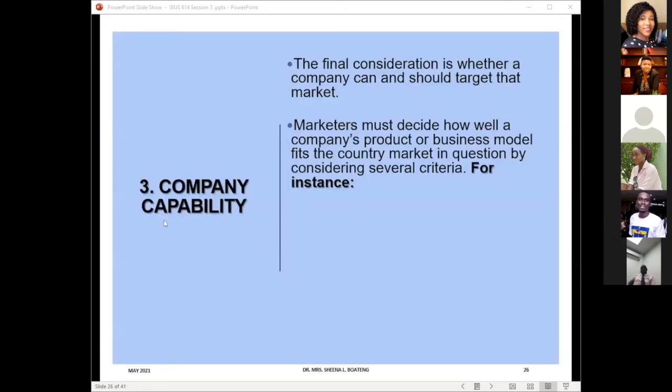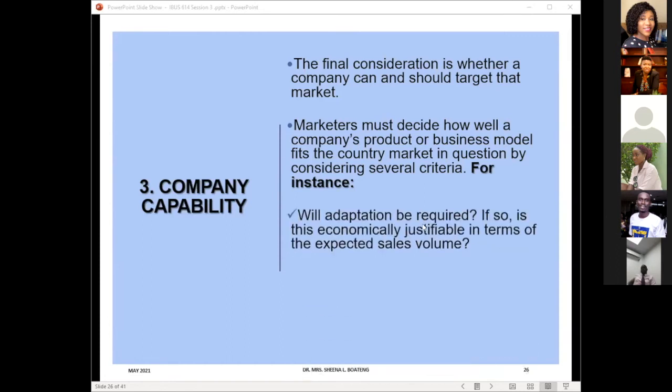Good. Now on the issue of company capability, as we discussed, we need to look at whether the company is capable of taking advantage of the opportunities in these segments they have identified. And here we are looking at questions like, will adaptation be required? Because depending on your resources and your capabilities as a firm, adaptation may be more expensive than standardization.